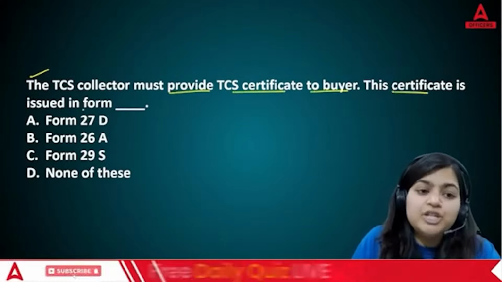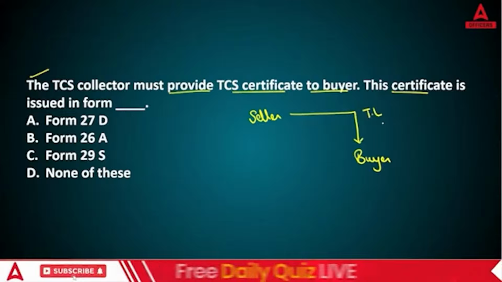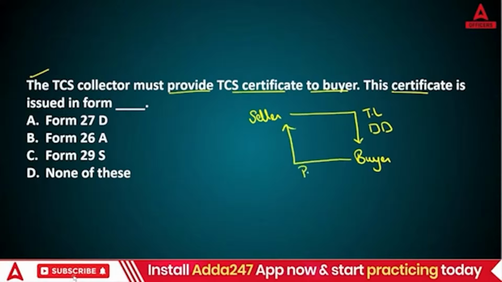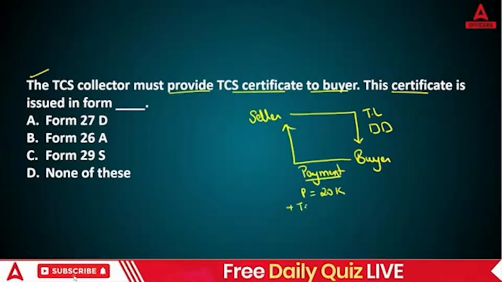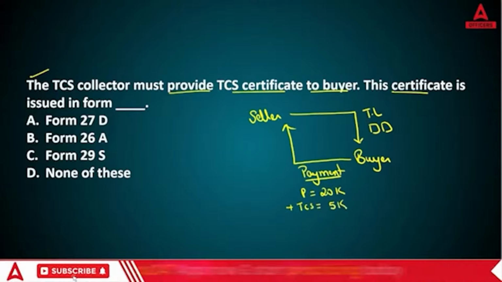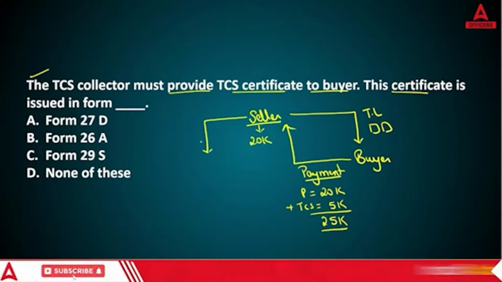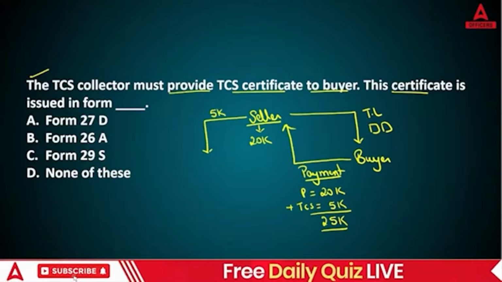Let's say tendu leaves are supplied by the seller to the buyer, and in return the buyer will make the payment. The payment value is again the same: price equal to 20,000 plus TCS amount. Now I think everyone knows what the TCS amount is. Total 25,000 is paid to the seller. Now what will the seller be doing? The seller will keep 20,000 as the price of these tendu leaves, and the remaining amount, that is 5,000, will be paid to the government.